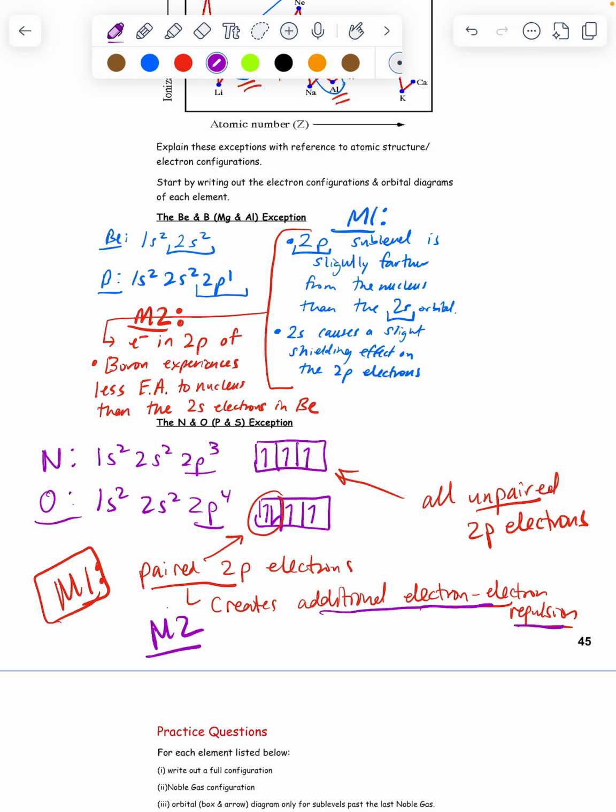Repulsion is essentially the opposite of attraction. So because there's extra electron repulsion in oxygen, it takes less energy to remove an electron from oxygen than it does from nitrogen. Even though oxygen has an extra proton, that electron repulsion seems to outweigh it for at least this first paired electron that we see in oxygen. So additional repulsion is equal to less ZEF in oxygen.